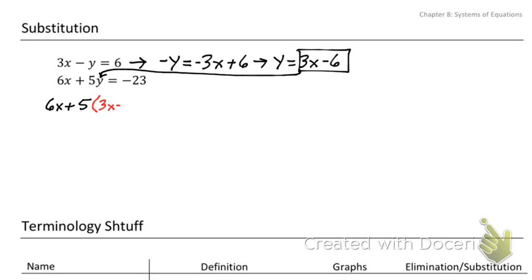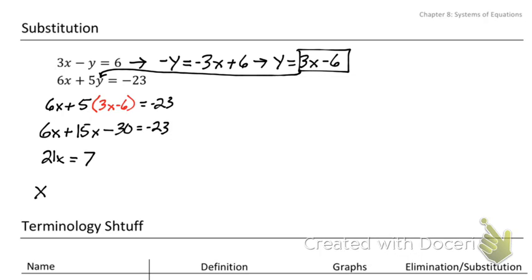That would be 3x minus 6 equals a negative 23. Let's rifle through this. We're going to have 6x plus 5 times 3 is 15x minus 5 times 6, which is 30, equals negative 23. 6x plus 15x is 21x, equals, add 30 to both sides, I'm going to have 7, which is going to give me x equals 7 over 21, which simplifies down to 1 over 3.